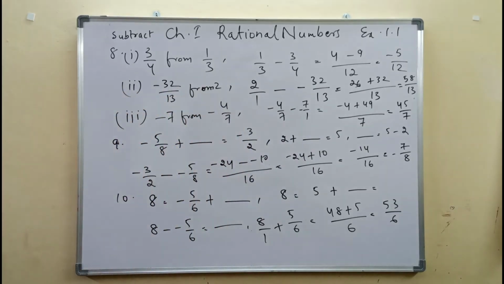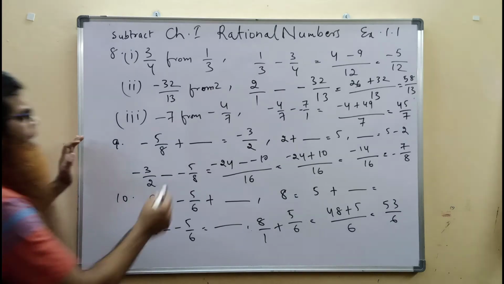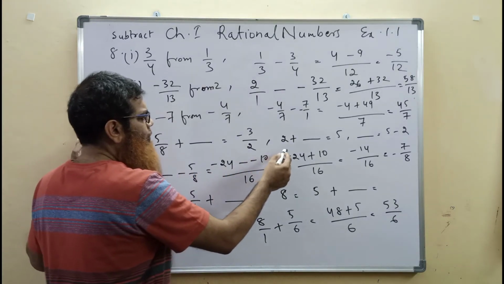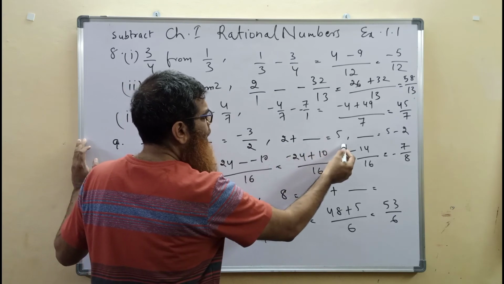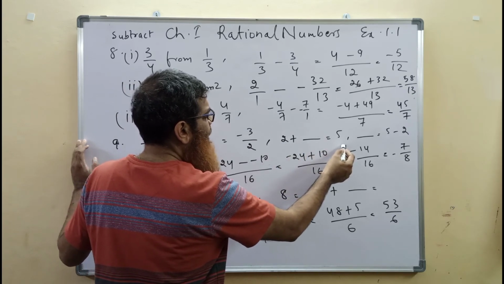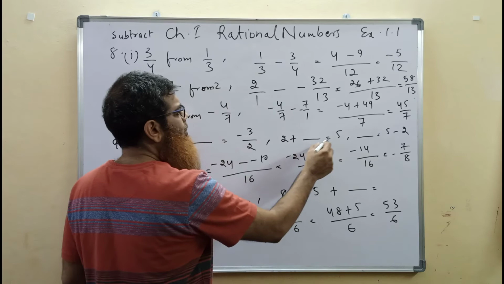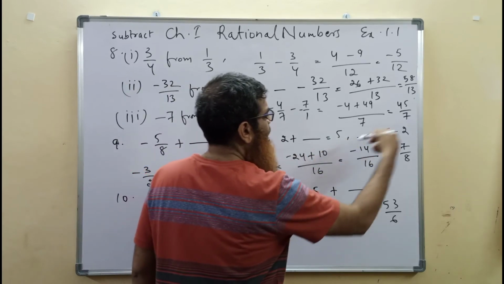The ninth question. What should be added to minus 5 by 8 to get minus 3 by 2? So, for our understanding, what should be added to 2 to get 5? How do you do that? Dash is equal, 2 plus dash is equal to 5. Dash is equal to 5 minus 2.